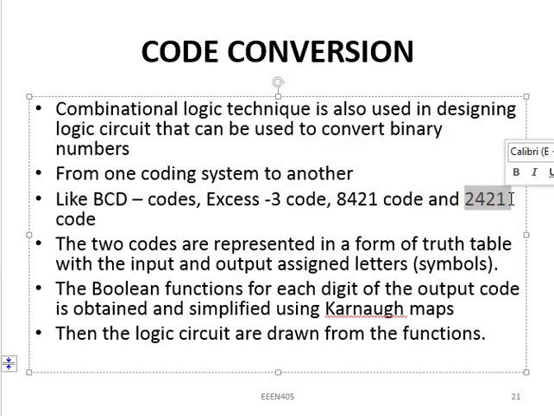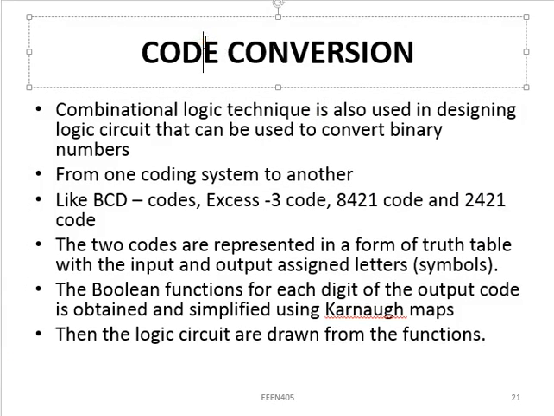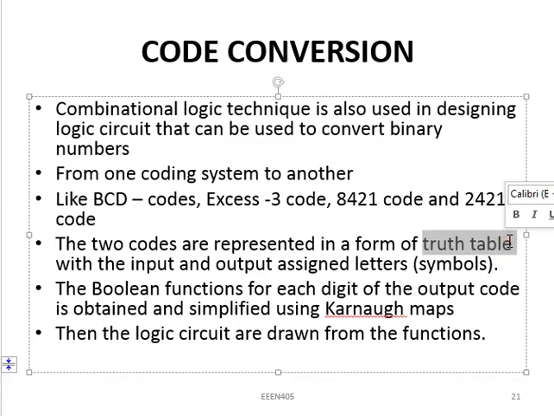2421 codes. Now, if we want to design a code converter, the first thing that is expected of us is that we should be given the input code and the output code. You are not expected to cram anything. Then if those codes are given, we now represent them in the form of a truth table, and each one of them, the input code and the output.